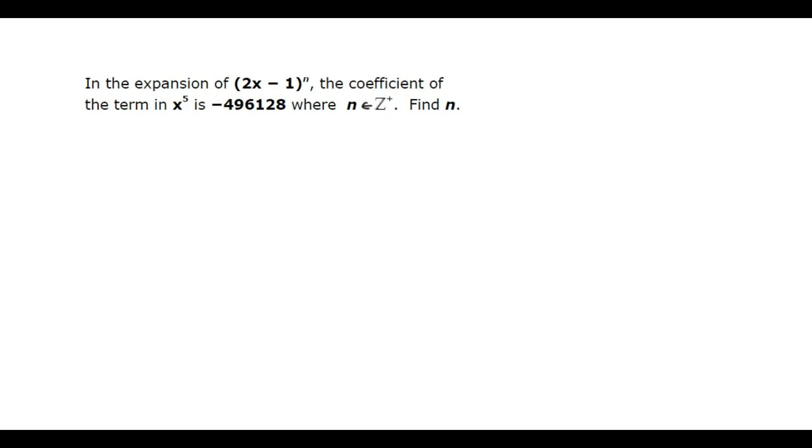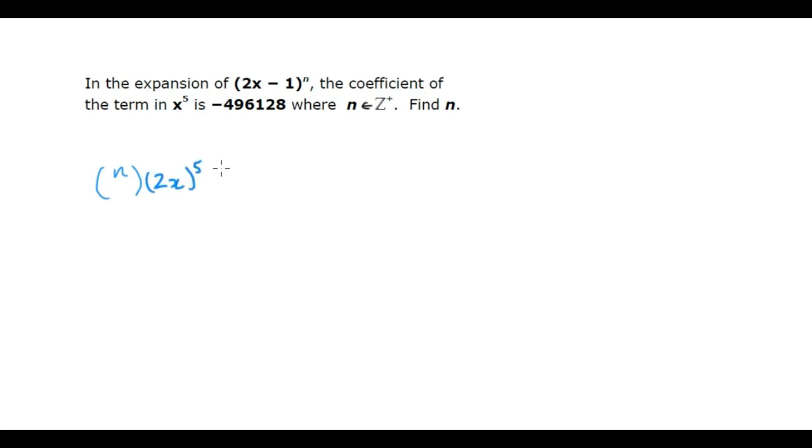So similar to the last question, we don't know the n on our binomial, but that still gives us a place to start here. We do know that we have to focus on x to the power of 5. So we're still going to start with a combination that's n choose something, and I know that I need exactly 5 of these 2x's.